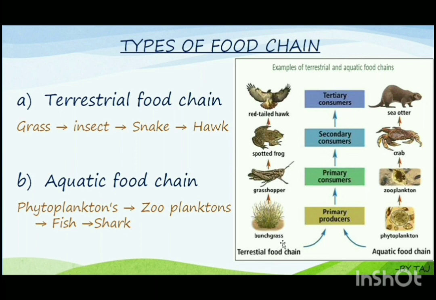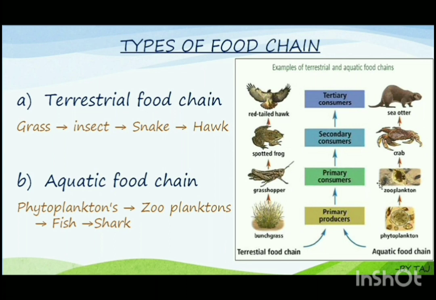Here bunch grass transfers energy to the grasshopper, when the grasshopper eats the bunch grass. Then the spotted frog eats the grasshopper, and 10% of the energy is transferred to this spotted frog. Whatever energy the spotted frog gets, this is eaten by the red-tailed hawk, and it gets 10% of the energy from this organism. So this is the third trophic level to the fourth one. We call this a unidirectional flow of energy.